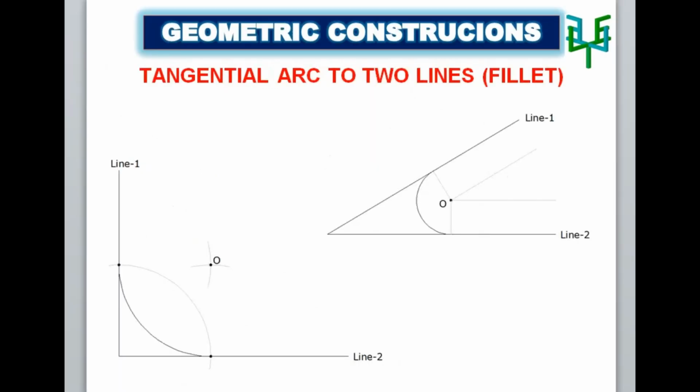Tangential arc between two lines when the lines are perpendicular. Draw the lines which are mutually perpendicular. In a compass, take the radius of the tangential arc to be drawn. From the intersection point of these lines, cut arcs on the lines. From these intersection points, draw arcs. With the intersection point of these arcs as center, draw the desired tangential arc.